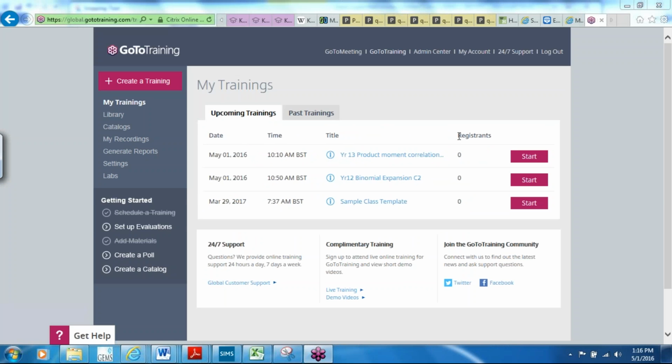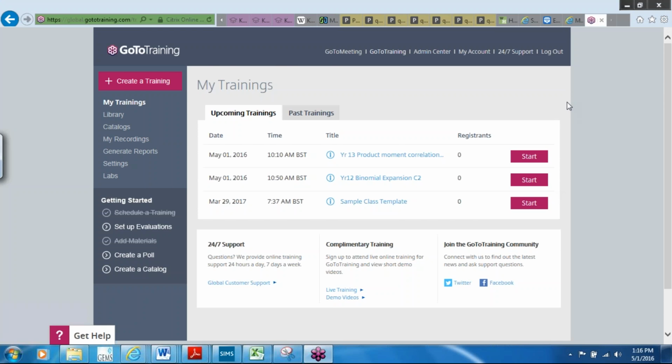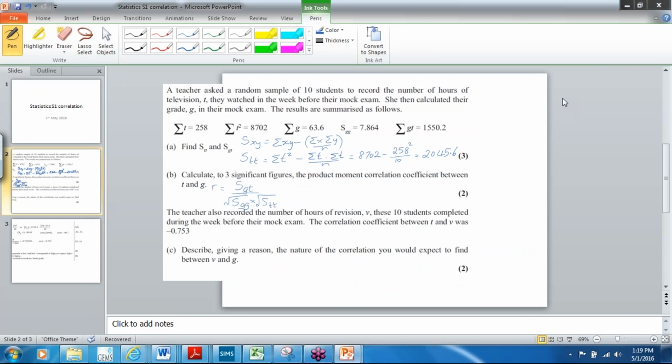Hopefully we get back. We've lost it. Is there anyone online? Now I had trouble with my PowerPoint, so the screen may have flipped across when I was putting in the number, but the answer for the covariance of TT was 2045.6. So we've done this one, and now we want to find the covariance of GT.